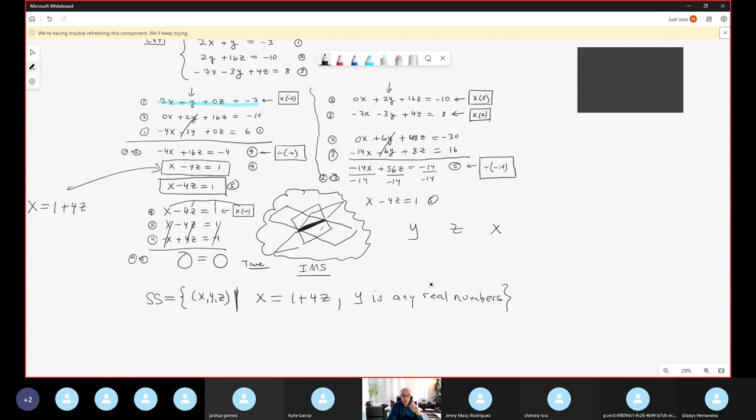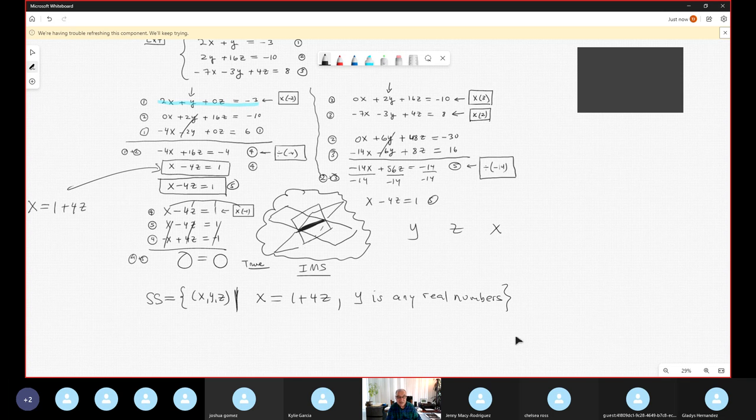Repetition. When you get infinitely many solutions, you need to investigate how many free variables we have. In this case, we have only one, because I never discovered a connection between y, x, and z.